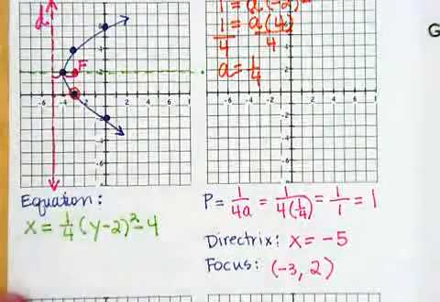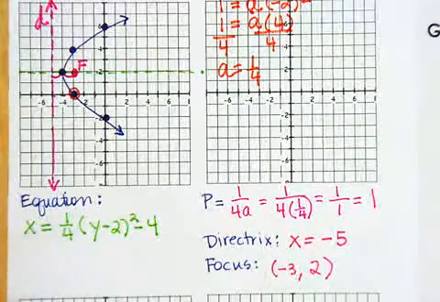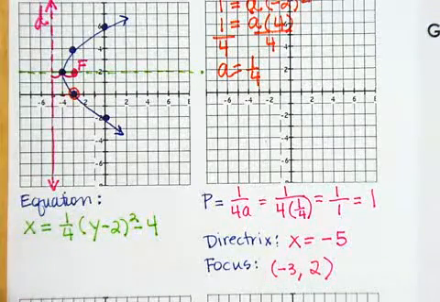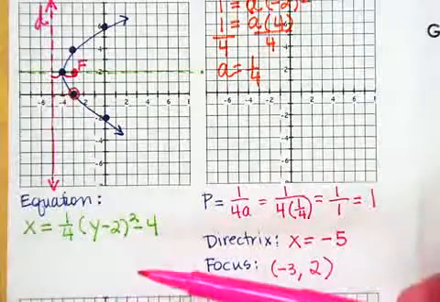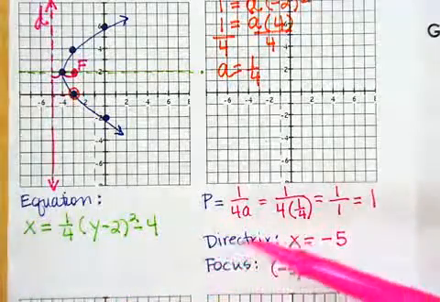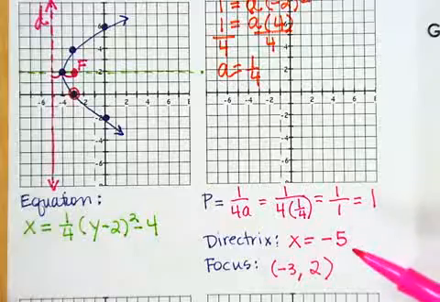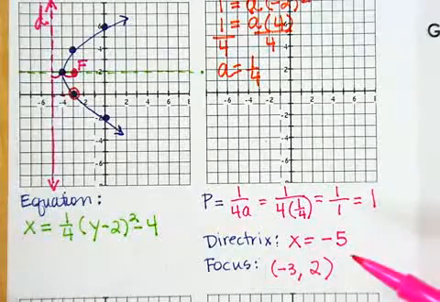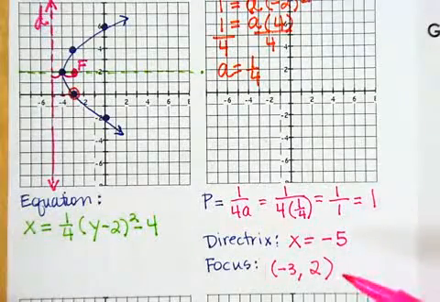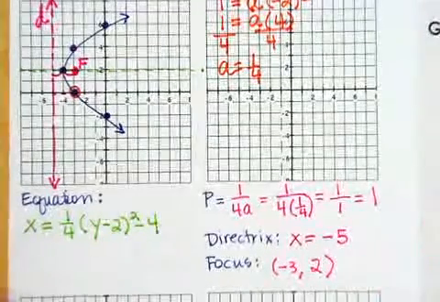Okay, so that has all the pieces that you need. Understanding how to calculate the a value from a graph, understanding how to write a horizontal equation, understanding how to calculate the p-value, and to find the directrix and the focus from that information. Hope this helps you out.